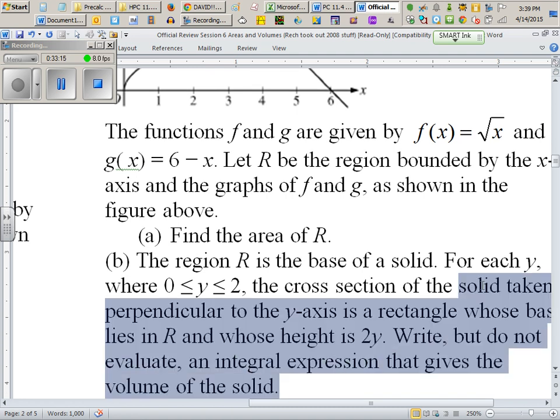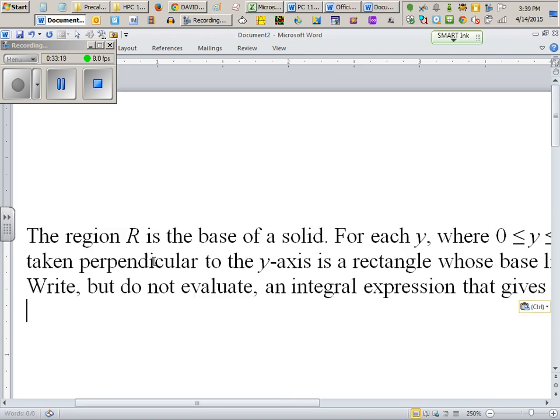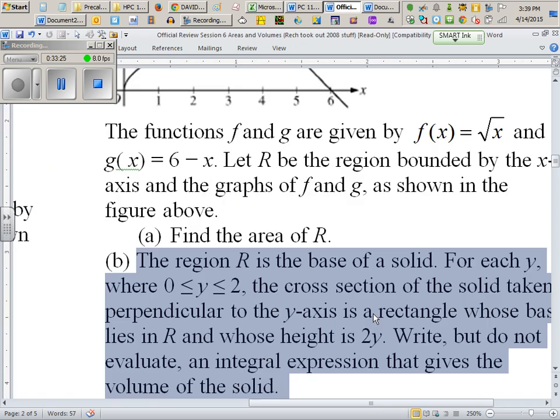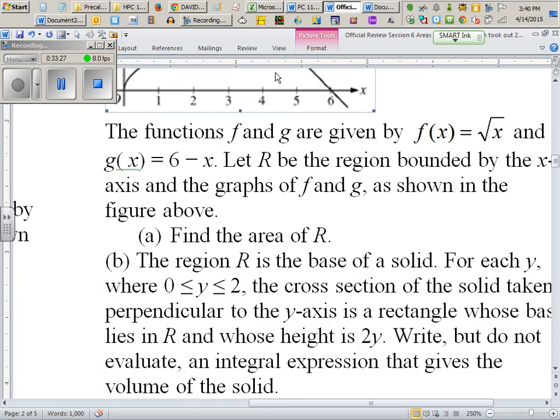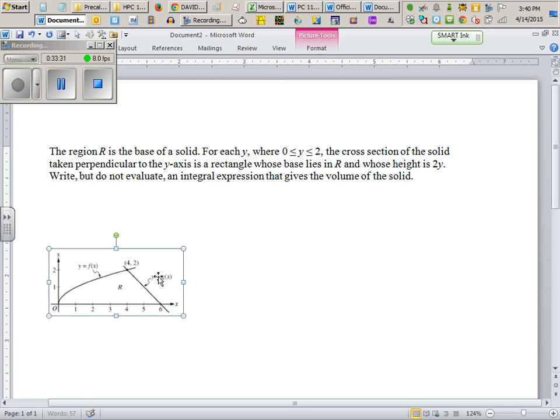Okay, so this portion, I think I'll copy and paste it to another document so I can see it a little better. Let's get that picture over here too. So stretch this thing a little bit.